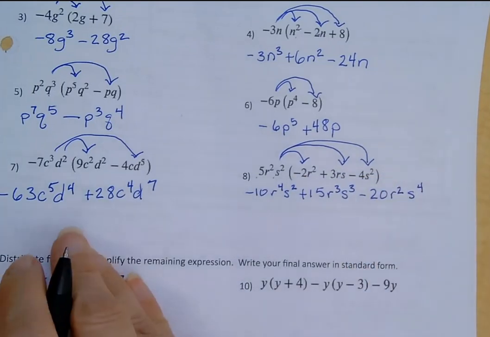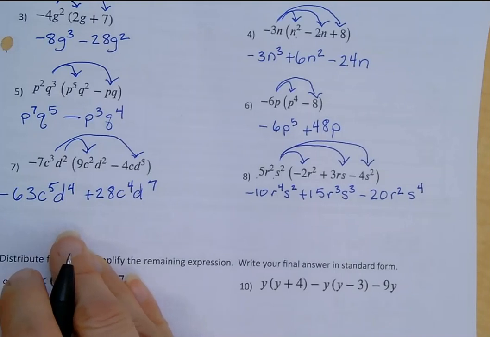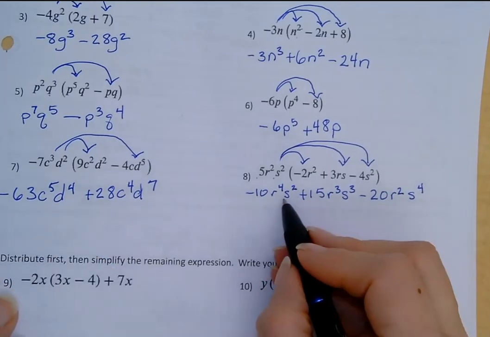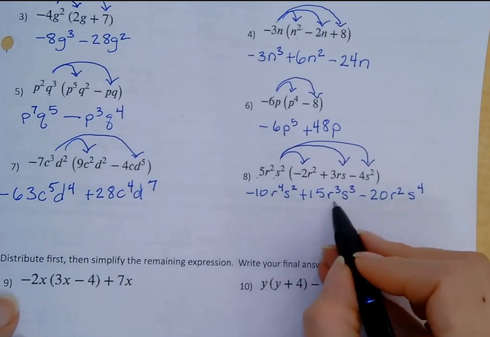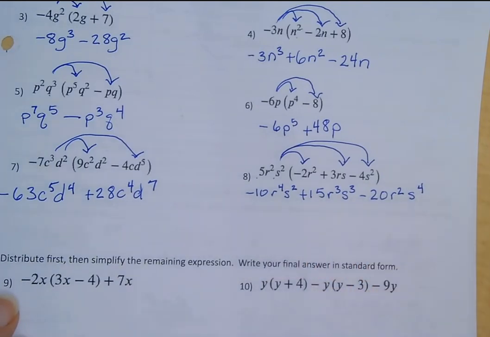So alphabetically, I'm going to take a look. R is first in the alphabet, and so I just want to make sure I'm in descending order according to my first letter, R to the 4th, R to the 3rd, R squared. Yay.